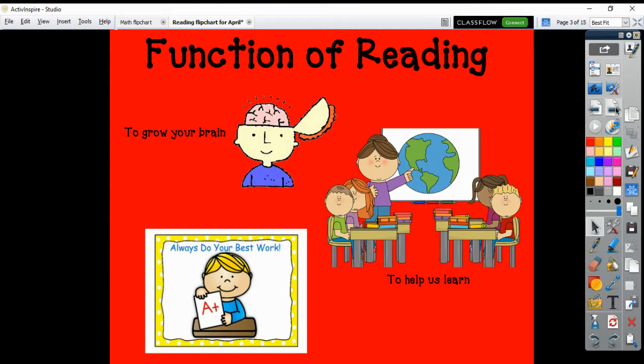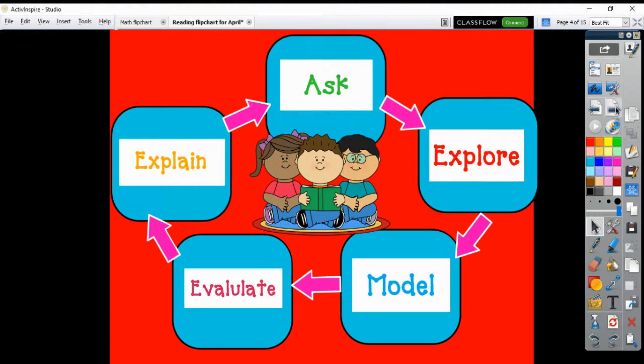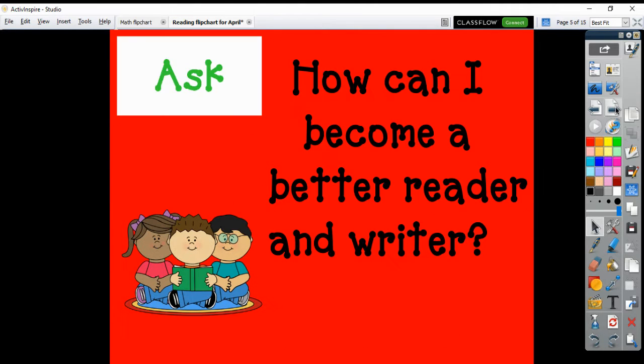The function of reading is the why. Why do we read? To grow our brains, to help us learn, and to always do our best work. And we're going to ask, explore, model, evaluate, and explain. And we're asking, how can I become a better reader and writer?